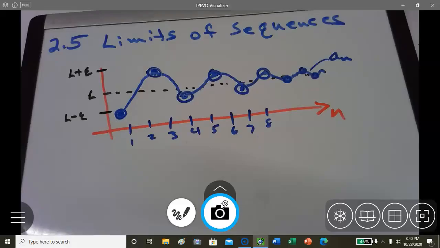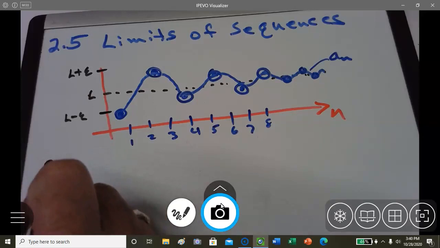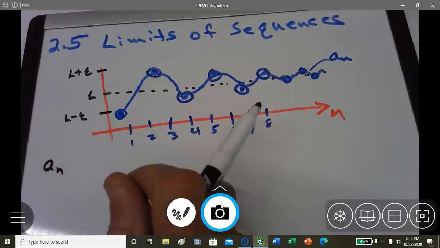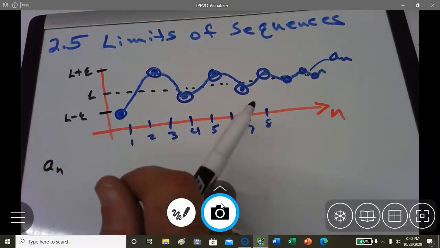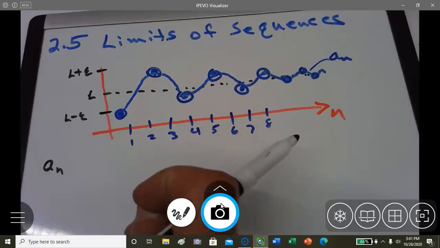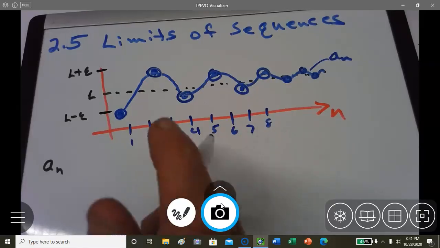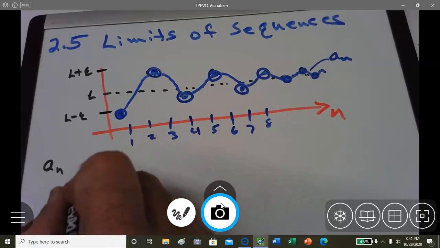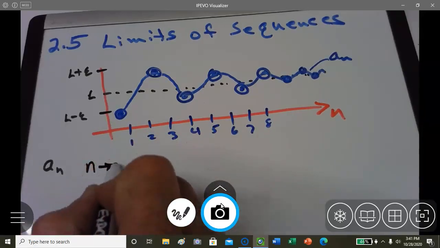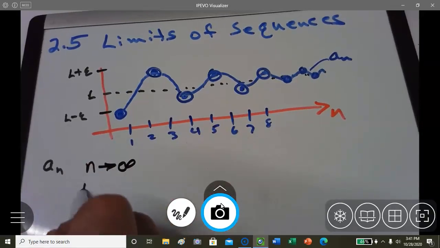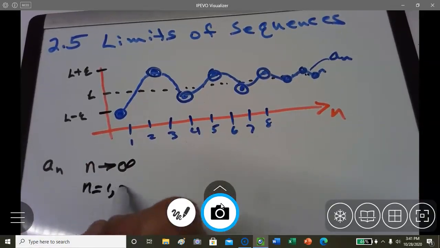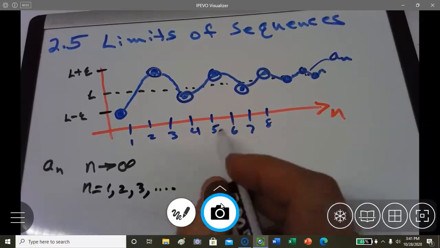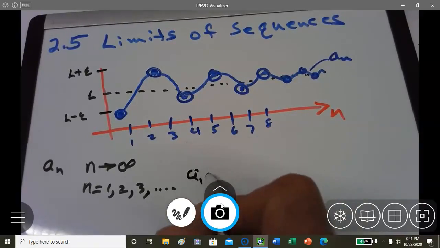Okay, this is lesson 2.5, limits of sequences. And here we have a sequence provided, for a1, a2, a3, and so on.